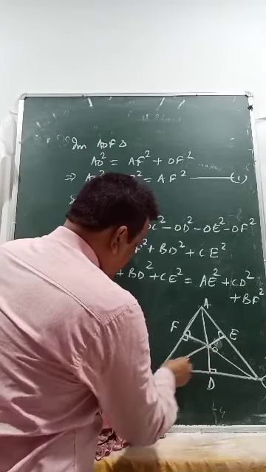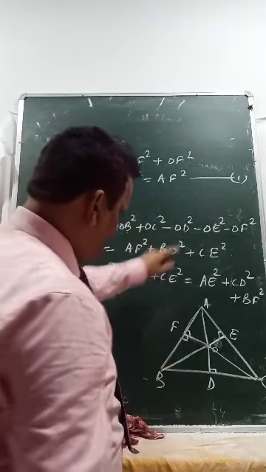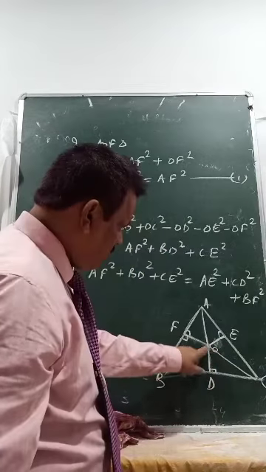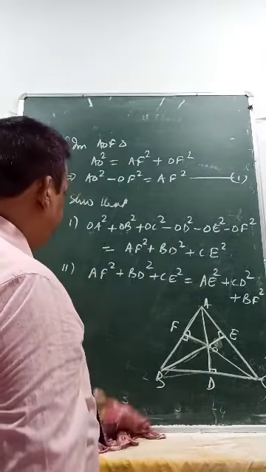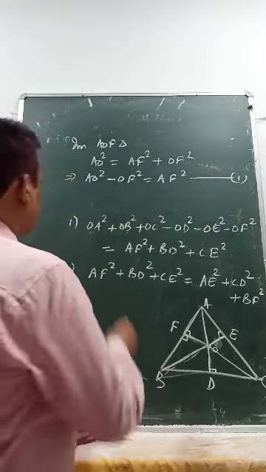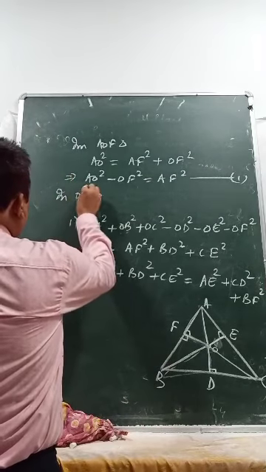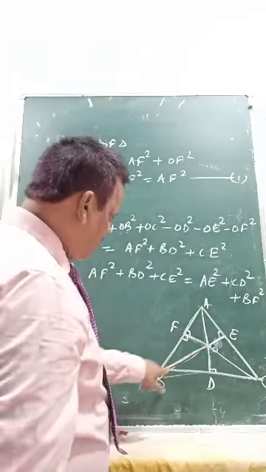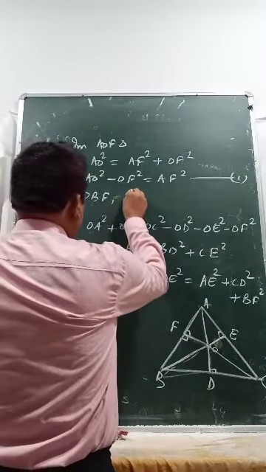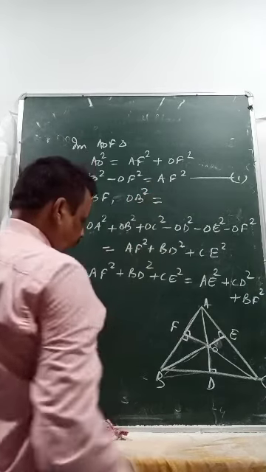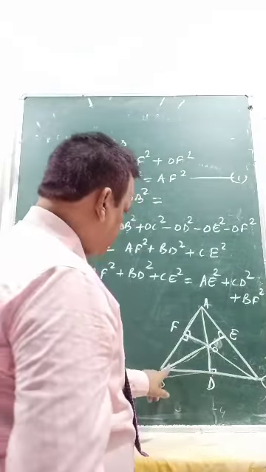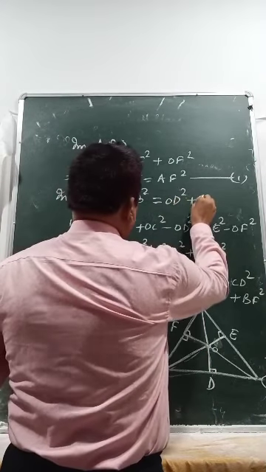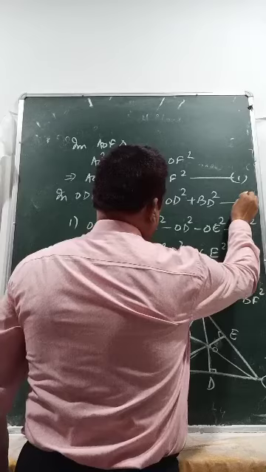Then again look at OB square. With this, what do you need? OD square. So you have to take this one. In ODB triangle, the longest side, OB square, equals OD square plus BD square. Okay.